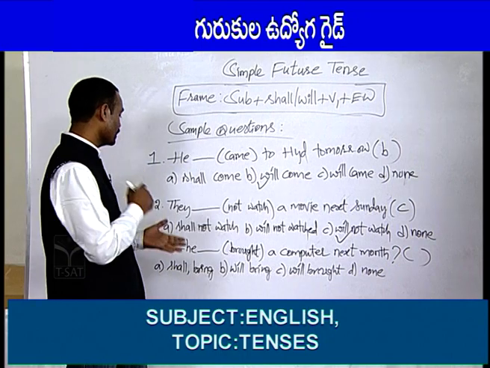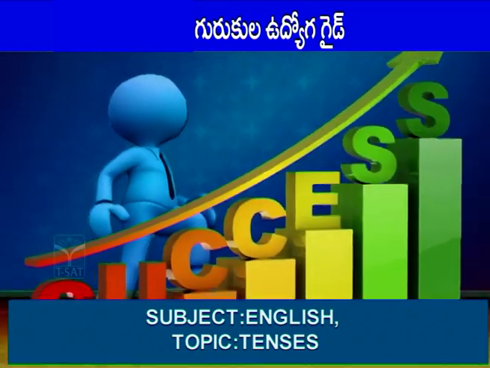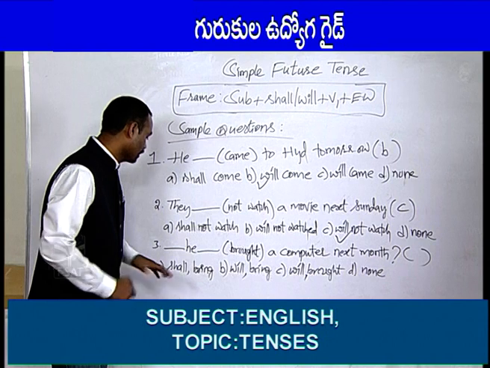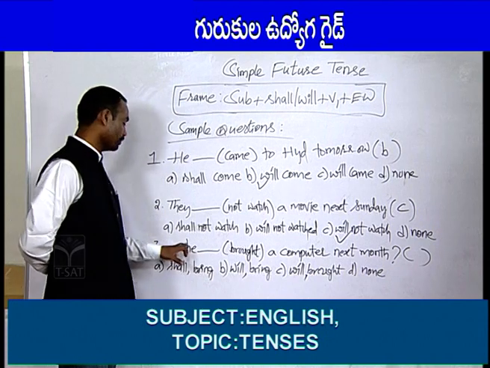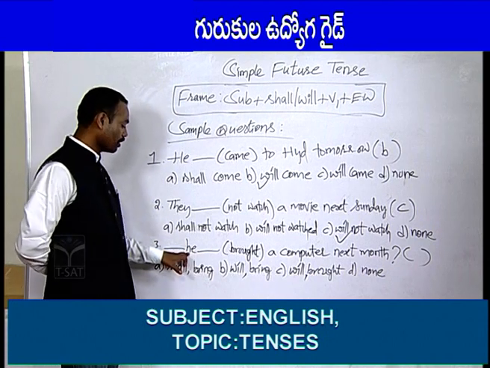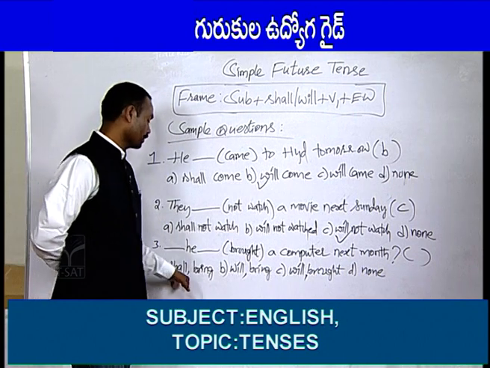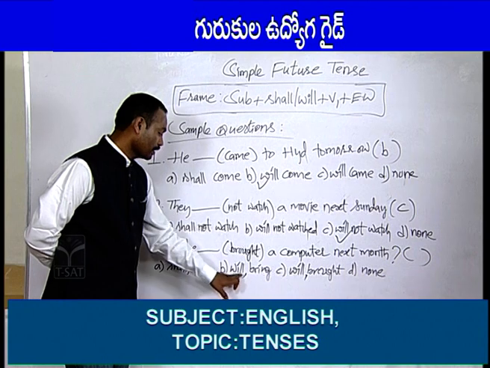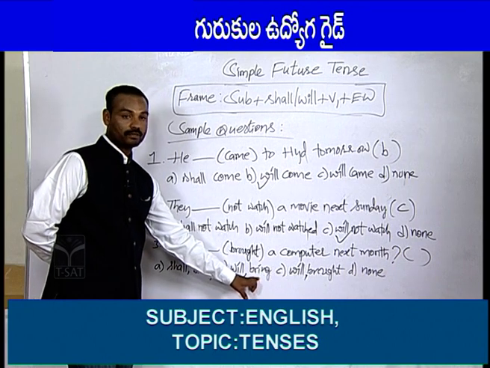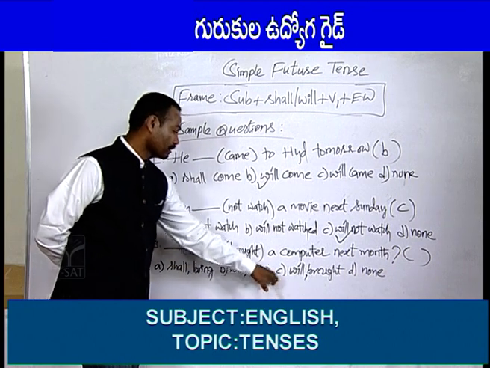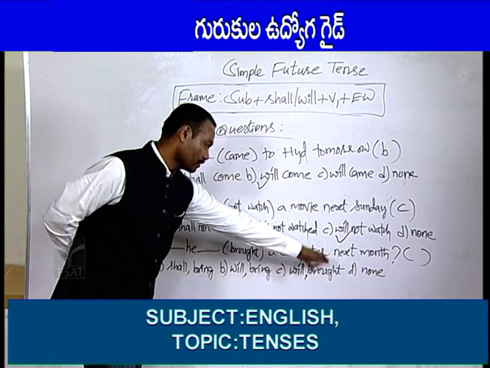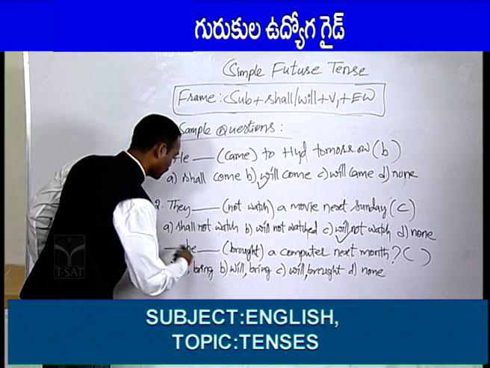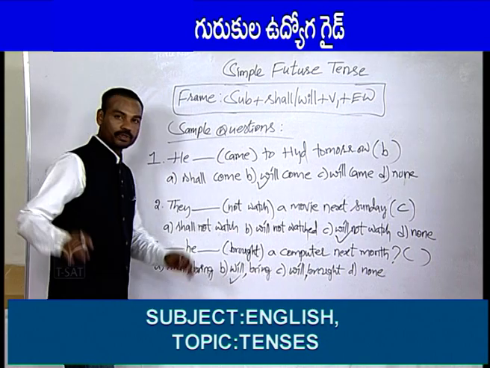We should catch where is will and bring here. See friends, shall bring, it is wrong. For example, if they give subject I or we, this is the right answer. But here they have given he. So shall bring is the wrong answer. Will bring is the right answer. Will brought is the second form, that is wrong. Okay, so the answer for the third question is B.